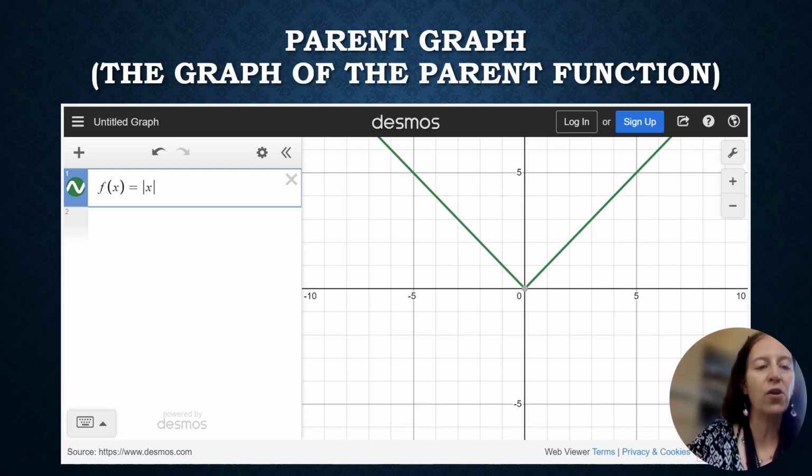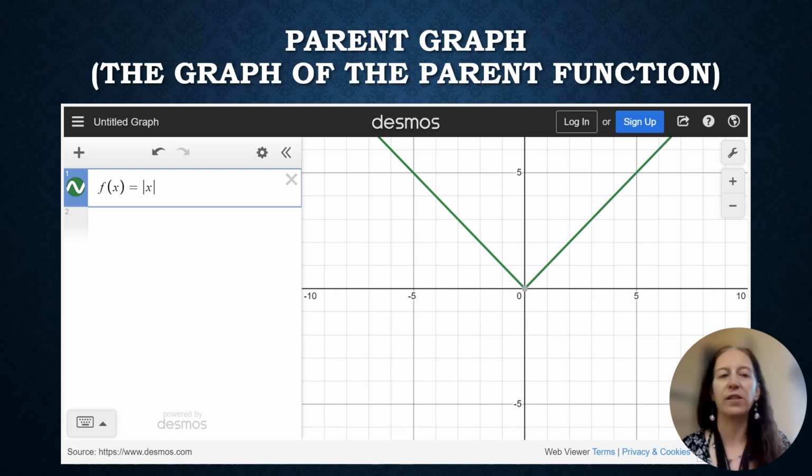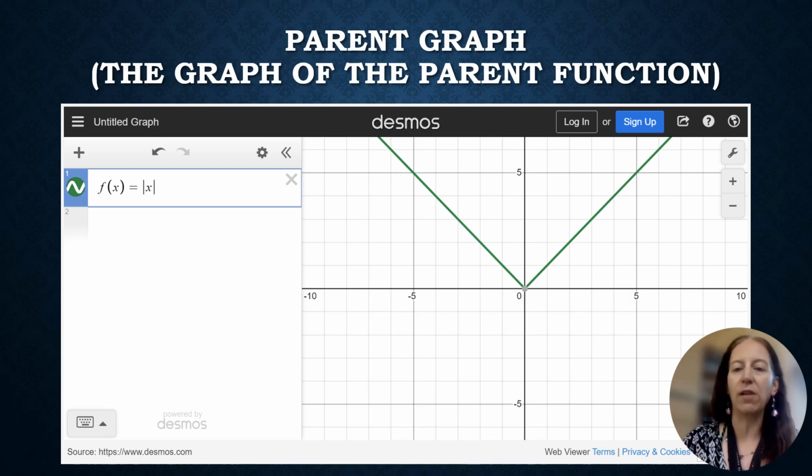You can also type your parent function using f of x. Okay, and Desmos will work with that as well. So now we're all the way up to green. Okay, so you can see what the parent graph looks like. If you're taking notes, make sure that you sketch that down. We often say absolute value looks like a V shape. And you can look at the ordered pairs. So the point (0, 0) would be on it.